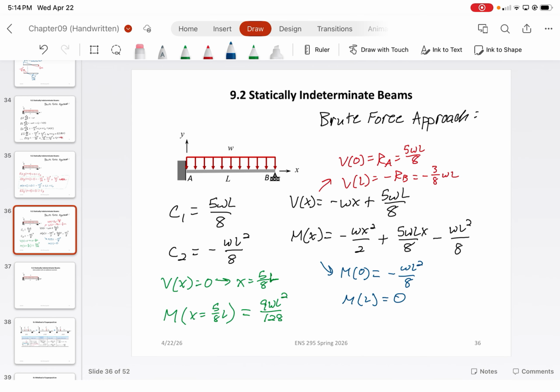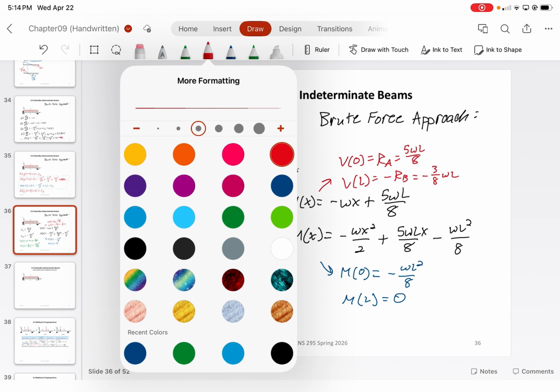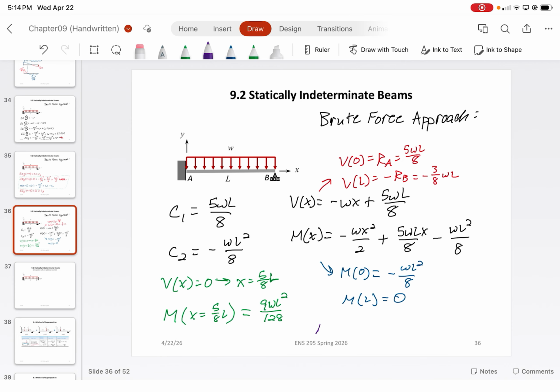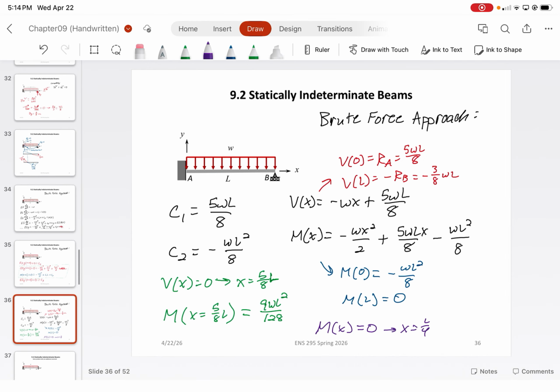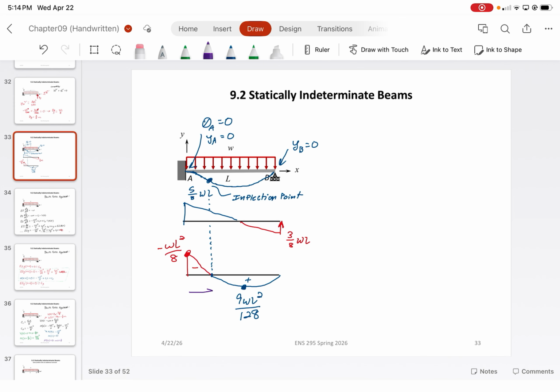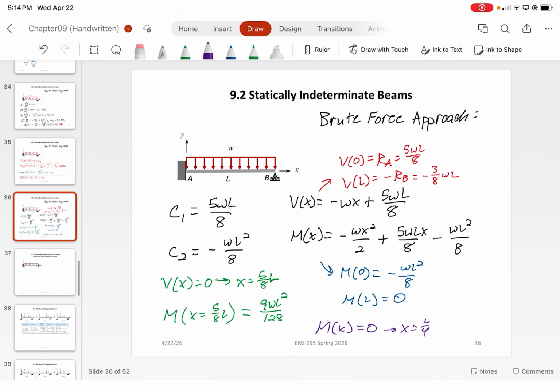Make sense? And then obviously if you wanted to find where the bending moment was 0, you could just set m of x equal to 0. And then you would technically get that x is equal to L over 4, which means that this point here is L over 4, and this point here we said was 5 over 8 L. So that's how you would solve it basically with the boundary conditions approach.